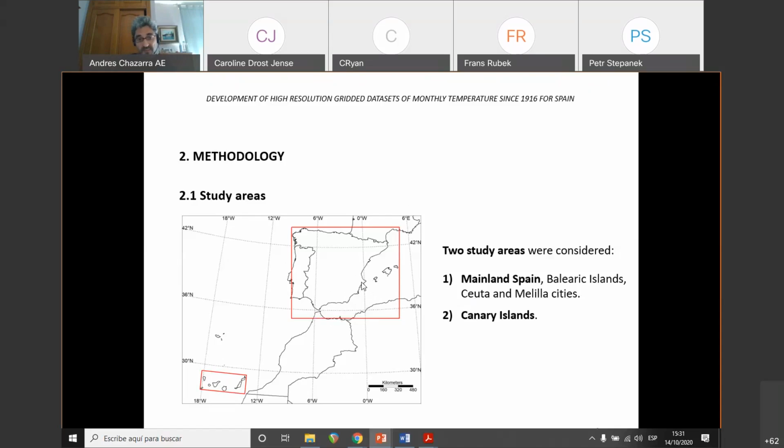I hope that my colleague José Antonio Guijarro doesn't feel annoyed for that, because he lives in the Canary Islands, in the Balearic Islands, sorry. And the second area is here in the bottom. It comprises the Canary Islands.